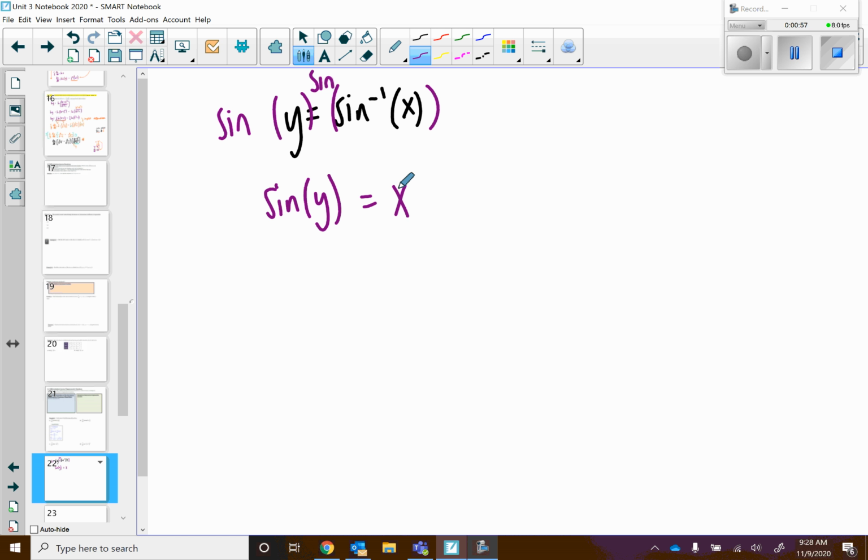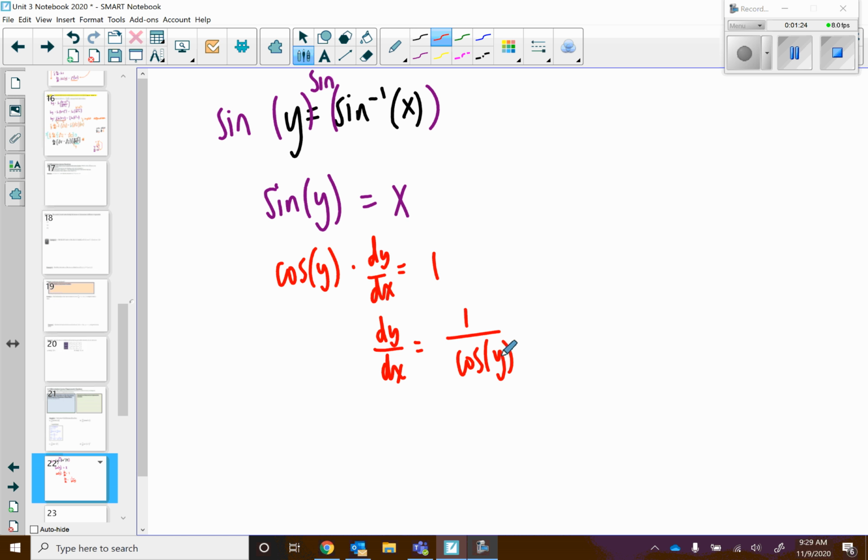And now I can take the derivative of this. The only issue is we do need to do a little bit of implicit differentiation, right? If I differentiate from left to right, the derivative of sine y is cosine y, but then I have to multiply it by dy/dx, which is equal to the derivative of x, which is 1. So then we solve for dy/dx. The derivative is equal to 1 over cosine of y. But this isn't really that good, right? We always want it to be in terms of x.